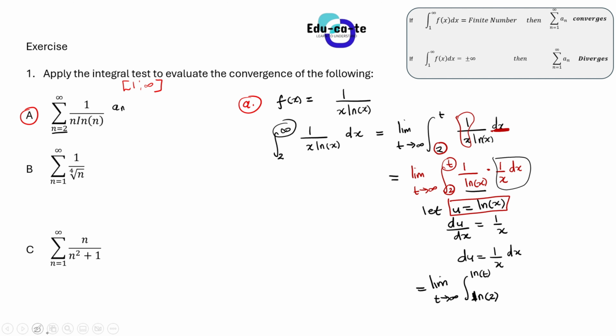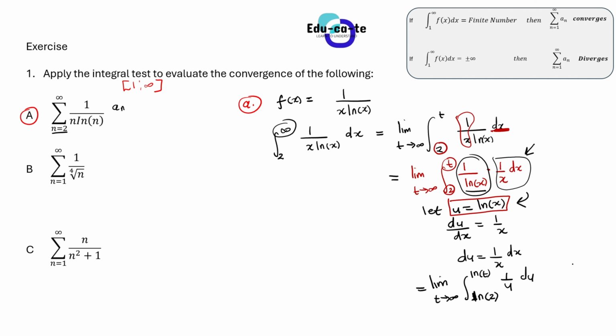And then when you transform this integral to be completely in terms of u, this is going to give you 1 over u, because this is 1 over ln x. So the ln x here, we're going to replace it with u, because we have said u is equal to ln x. And then here we have got 1 over x dx, which we have said is equal to du. Please be careful when you're using the u substitution method.